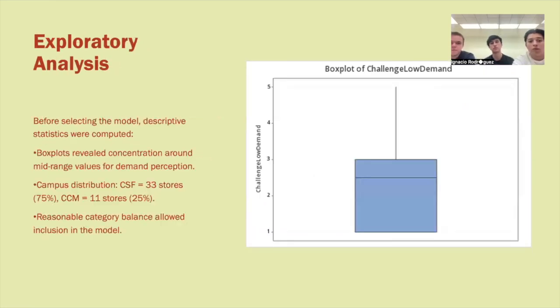For our exploratory analysis, we can see the box plot of change low demand. Before selecting the model, descriptive statistics were computed. Box plots revealed concentrations around mid-range values of demand perception. We can also see the campus distributions, and the reasonable category balance allowed inclusion in the model.